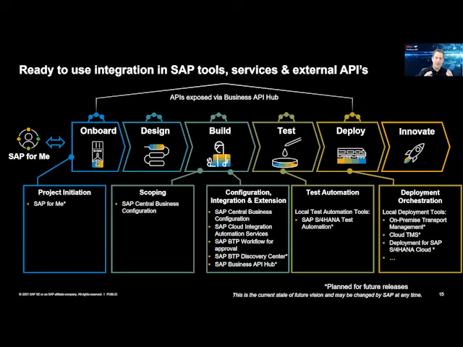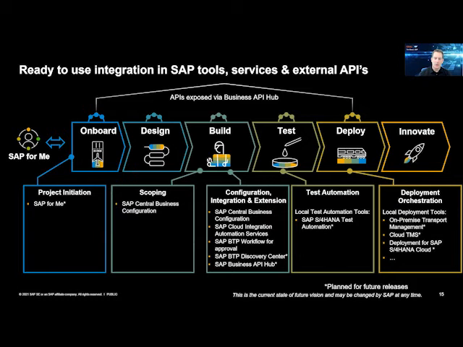So SAP Cloud ALM is the orchestration environment, and Central Business Configuration by SAP is the tool that actually produces the configuration changes inside SAP S4hana Cloud. And there's lots of other capabilities that we also include during configuration.